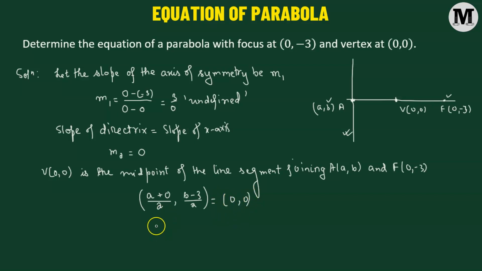Now, when we equate them, this is going to give us the value of A as 0, and the value of B will be equal to 3. So that means that the coordinates of point A are going to be 0, 3.